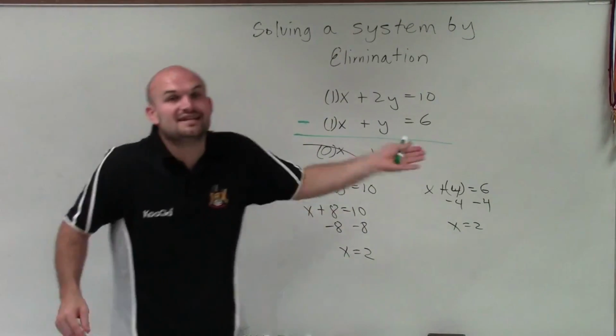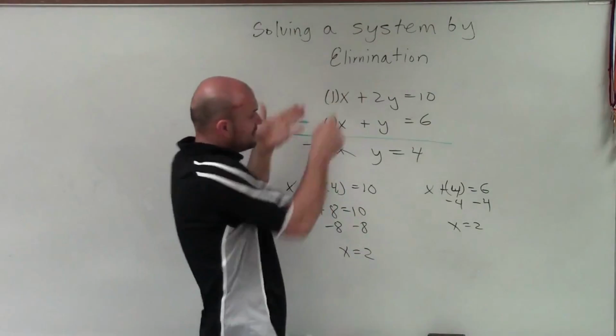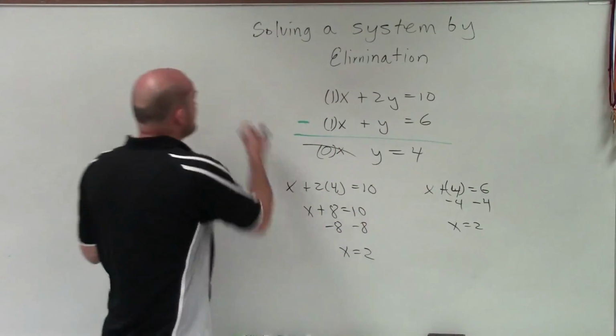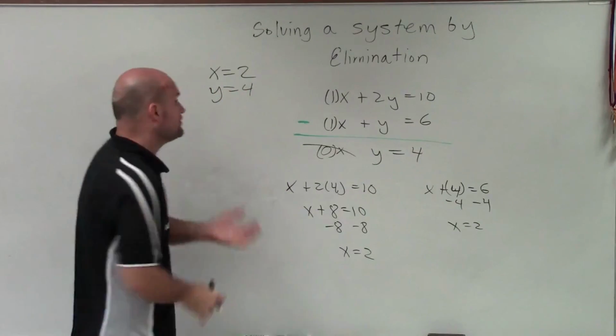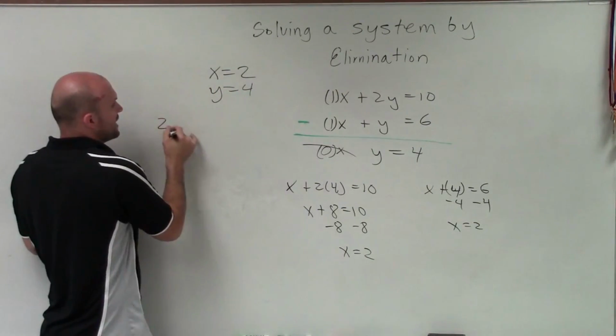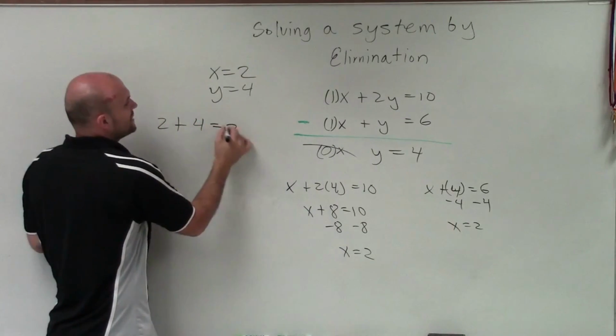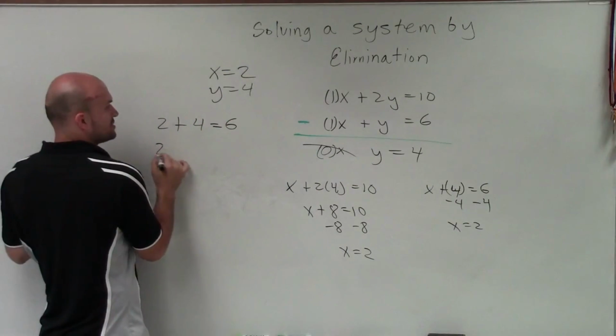So you can see that x is going to equal 2. It doesn't matter if you choose the top equation or the bottom equation, x is going to equal 2. Therefore, our solution is x equals 2 and y equals 4. And we can prove that by plugging in 2 for x and 4 for y and making sure that is true for both equations.